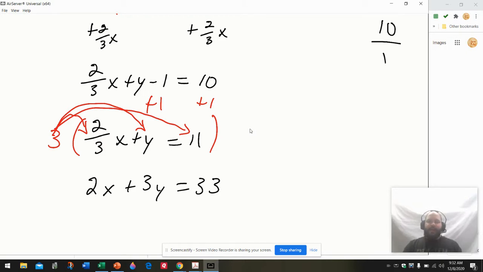So now what I have is proper standard form. Proper standard form cannot have the lead coefficient be negative, and it also cannot have any fractions for the numbers that are on x and y. And that's how you get rid of that.